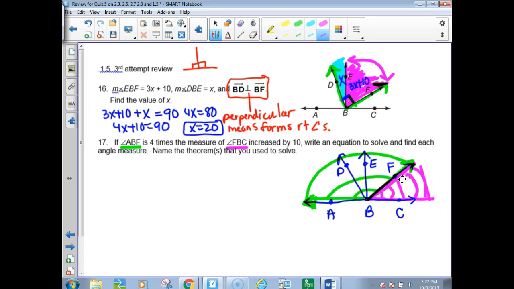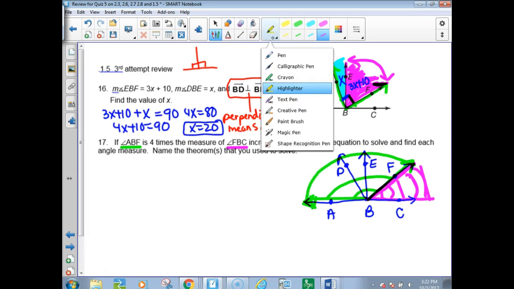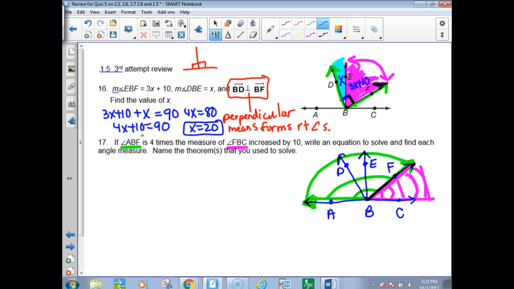It's the little one, and then together they make a linear pair. So this would be a linear pair. And so we're going to write that by the supplements theorem again. We know they're going to add up to 180. So the measure of angle ABF plus the measure of angle FBC is going to equal 180.